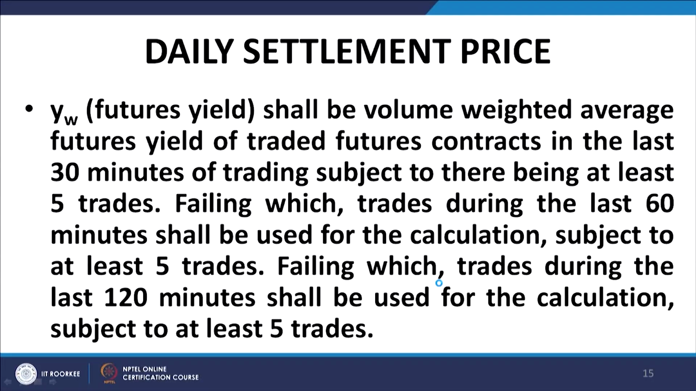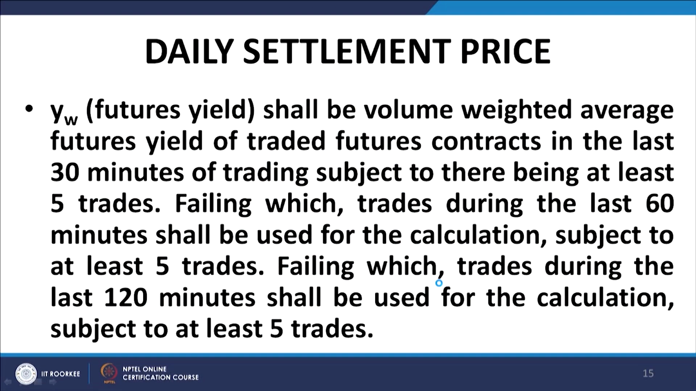Now, let me just read it out as far as this daily settlement yield is concerned. It is the volume weighted average futures yield of traded futures contracts in the last half hour of trading, 30 minutes of trading, subject to there being at least 5 trades. If there are not 5 trades, then you take the 60-minute period, and again we must have a minimum of 5 trades for working out the average. If 5 trades are not there in the last 60 minutes, we extend the time period for working out the average to 2 hours.